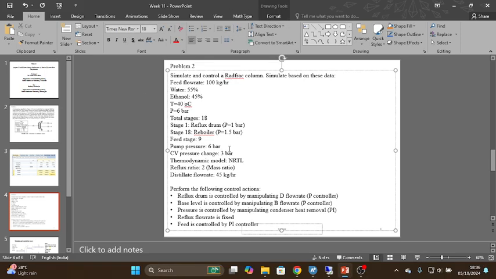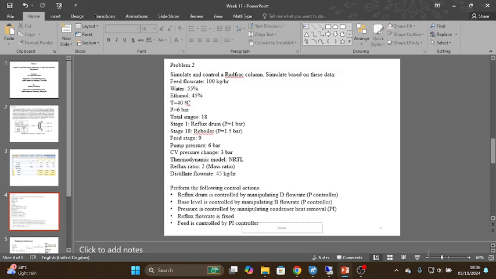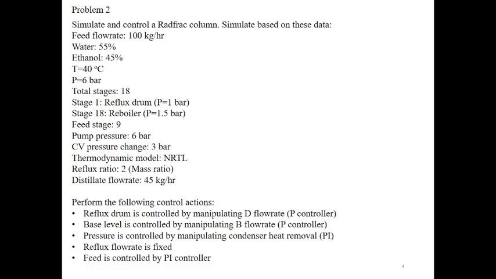So the first problem that we are going to do is solve the dynamics of a distillation column. The problem states to simulate and control a RadFrac column, and the simulation has to be based on these data. The feed flow rate is given as 100 kg per hour. Water is 55% mass fraction and ethanol is 45% mass fraction.